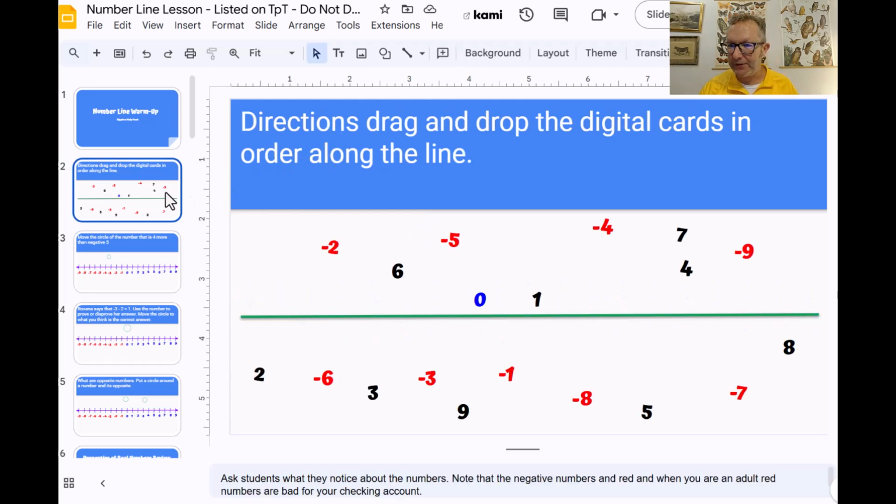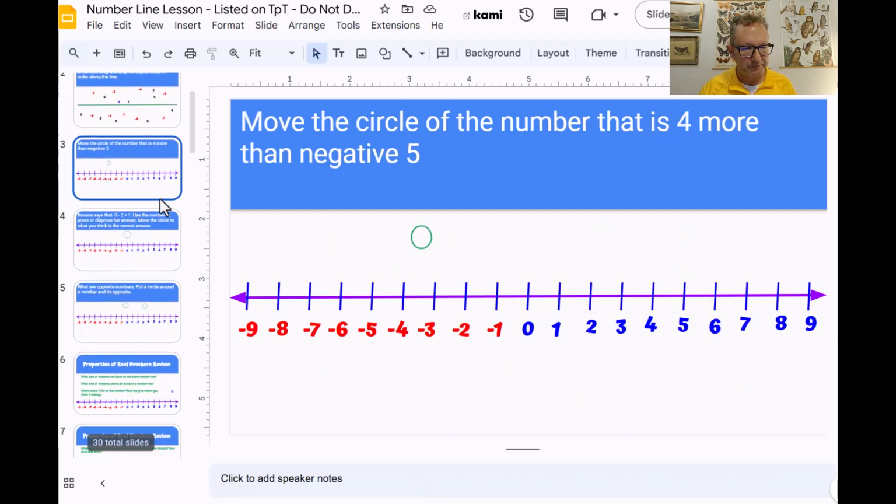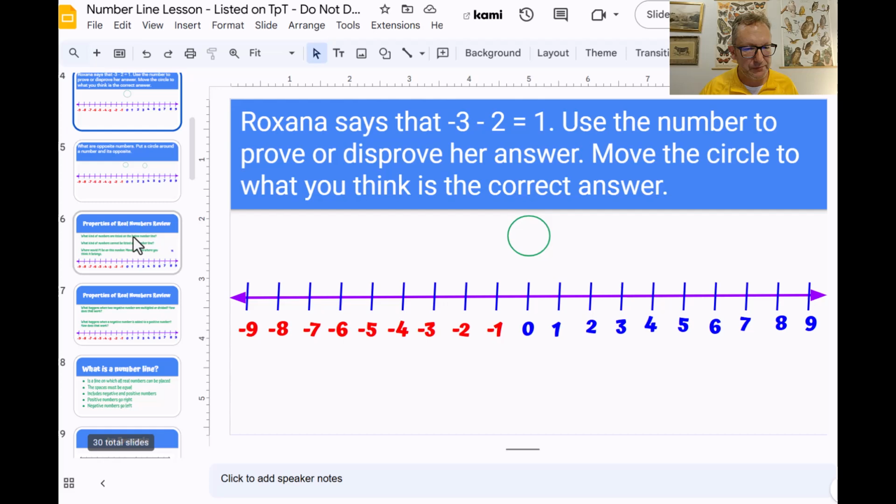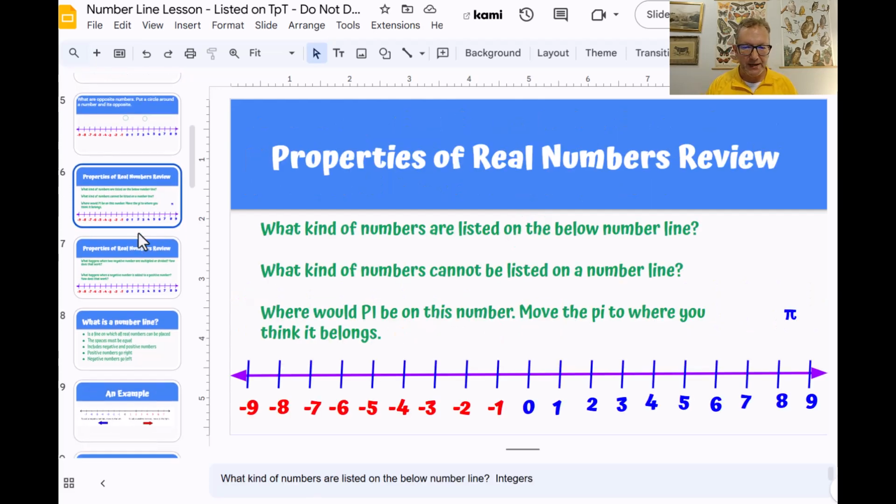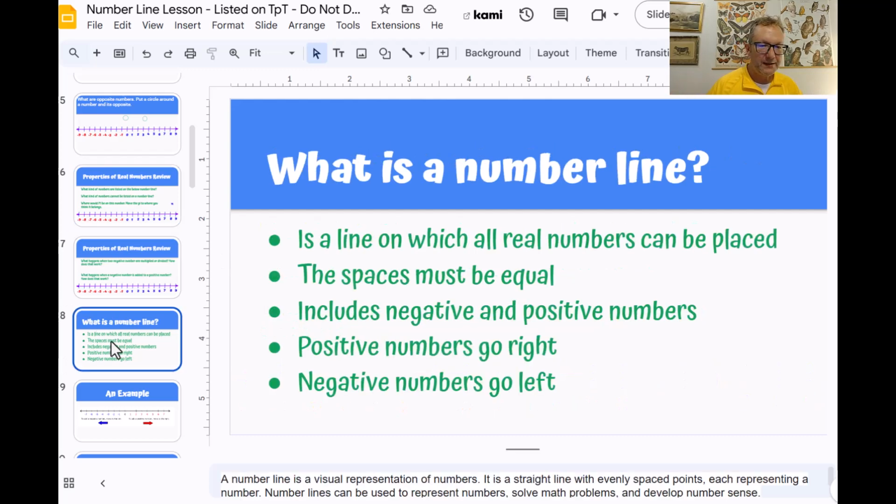But in our slide deck, we start off with a warm-up activity, and you pick and choose what's going to work for you and your students. Then we get into the properties of the real numbers review because we recently did that in class. So we ask them some questions. What kind of numbers are listed on the number line? If pi was on the number line, where would it be? Once again, we want students to interact with the number line and to think mathematically. Then we pose the question, what's a number line? And then hopefully you can have some group discussion, think, pair, share.